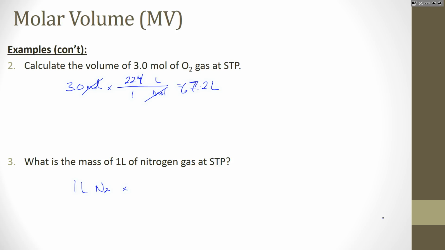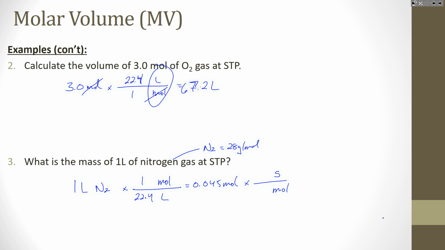So if we have 1 liter of nitrogen gas, 1 liter of N2, and we want to find out how much that would weigh, the first thing we do is we know our ratio between liters and moles. So let's find out what that is in moles first, and then we have a ratio for mass in moles. So we're going to go from liters to moles to mass. It looks something like this. Cancel liters, put moles on the top. We know 1 mole is 22.4 liters. So that's going to be 0.045 moles. And now, since it's nitrogen gas, that's 28 grams per mole.